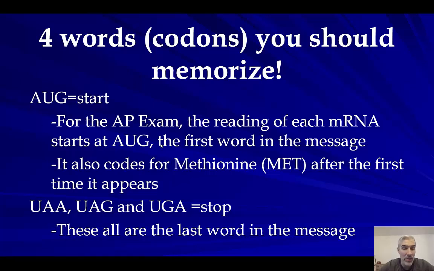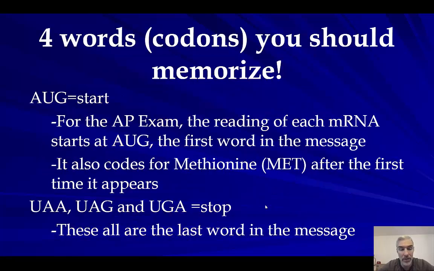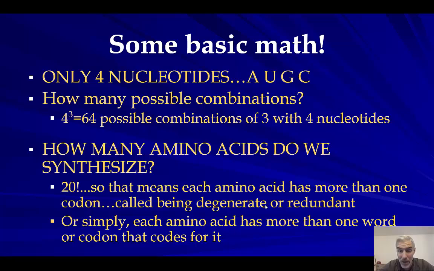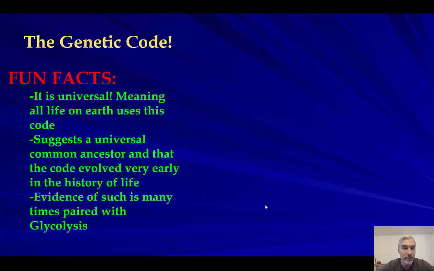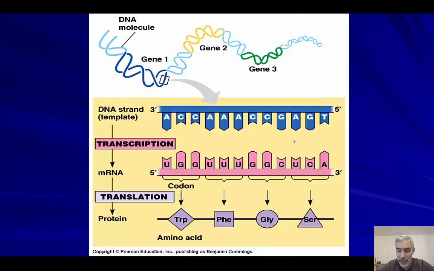Which amino acids? AUG is always methionine. The other ones mentioned there, UAA, UAG, and UGA, are all stop codons. We talked about how the code is universal, right? Like glycolysis, it's evidence of a universal common ancestor. And you have to be able to use this chart, which is basically like you just read every 3 nucleic acids, starting with AUG usually. This one doesn't, but starting with AUG, every 3 until you hit a stop codon.